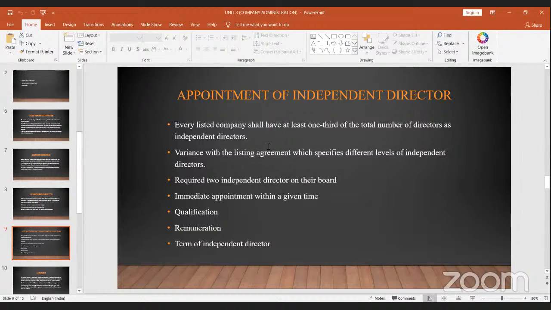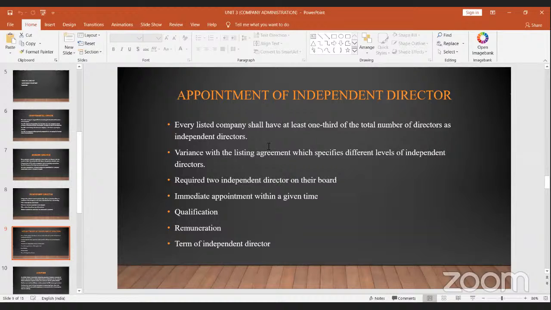Okay. And also some of the companies have huge branches across the entire globe. So at that time, the number of directors will be increasing. Two independent directors are mainly required for the board committee. The board must make the immediate appointment within a given time. What is that given time? For example, the registration of a company: today's date is 26. From the date of commencement, within 30 days you have to appoint this independent director.